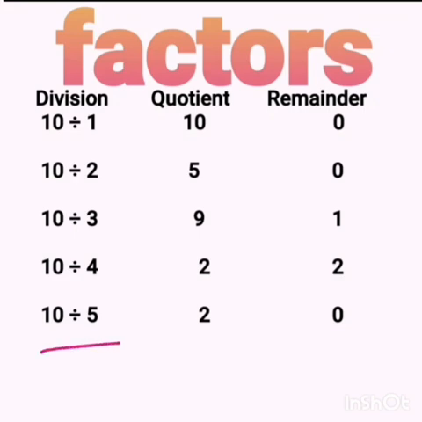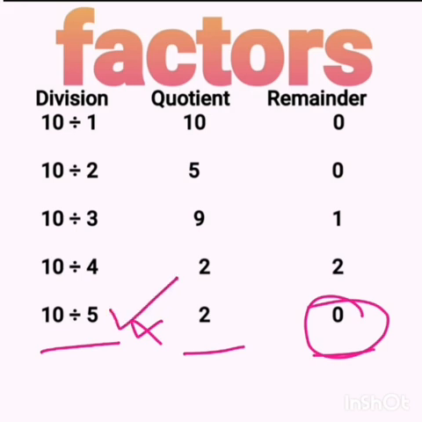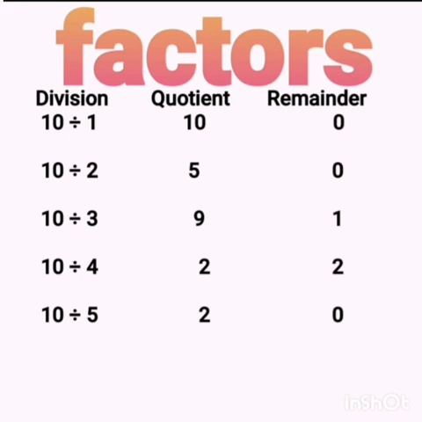10 divided by 5 gives me quotient 2 and the remainder of 0, right? Because 5 into 2 is 10. So 10 divided by 5 gives me a quotient of 2 and the remainder of 0. So 5 is a factor of 10. Similarly, we do it for all the numbers till 10. So I do this division for all the numbers till 10.